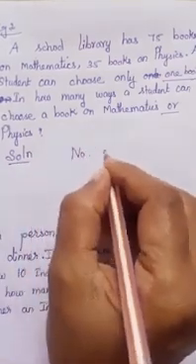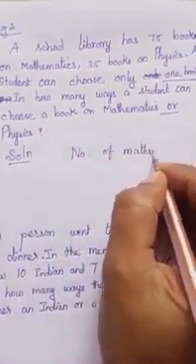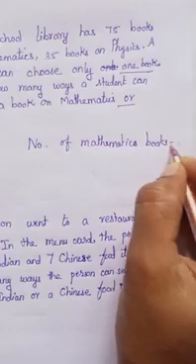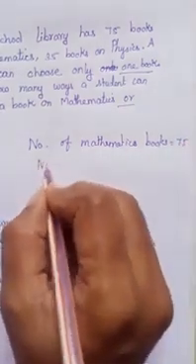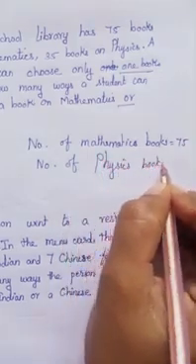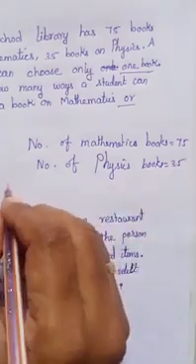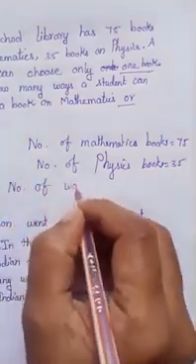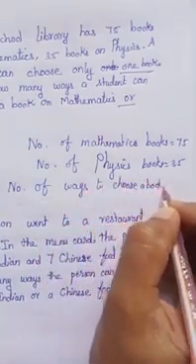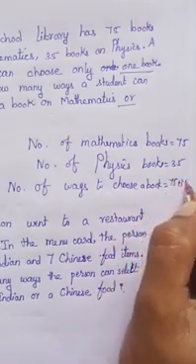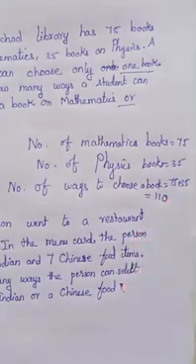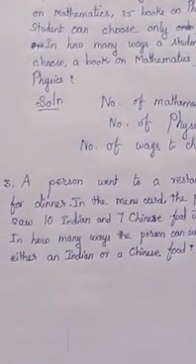So if we are writing the steps, number of mathematics books is equal to 75. Then number of physics books is equal to 35. Then number of ways to choose a book: simple, 75 plus 35. So total 110. It's simple, right? One more example.